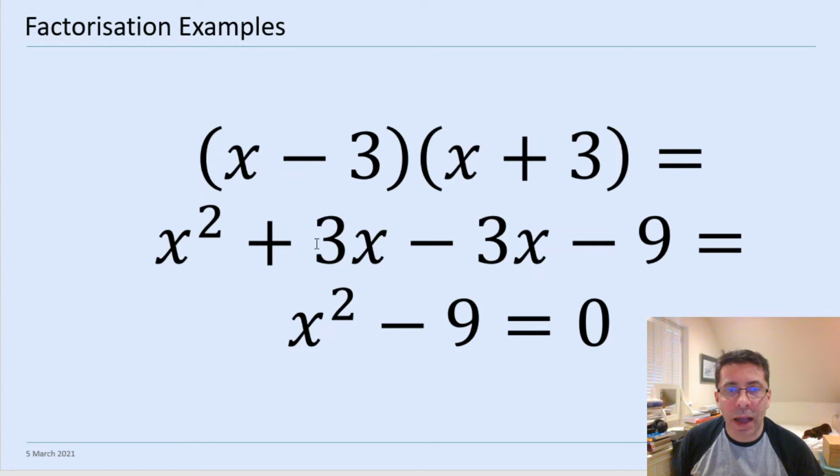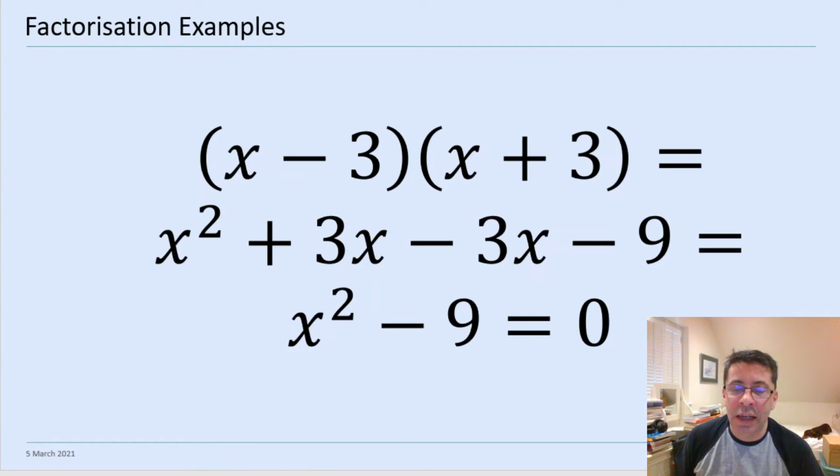And then when we multiply out, we get x times x is x squared. 3 times x is plus 3x. Minus 3 times x is minus 3x. And then minus 3 times 3 gives us minus 9. So we end up with x squared, plus 3x minus 3x just cancels out to 0, minus 9.